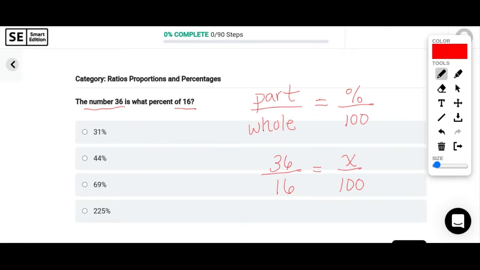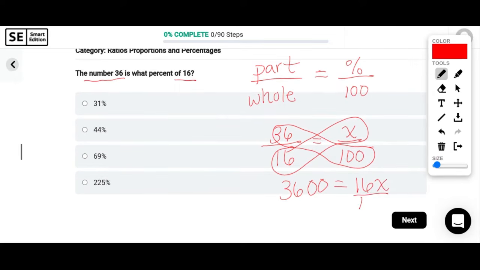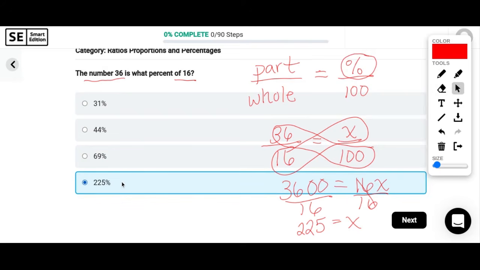Okay, and we're going to solve this just like we did that previous question, where we cross multiply. So I'm going to cross multiply and get 3,600 will equal 16 times x. And again, I've got to get rid of that multiplication by using division. 3,600 divided by 16 gives me 225. So x equals 225. And remember, my x was just my percent. So we have just solved for our percent, 225.